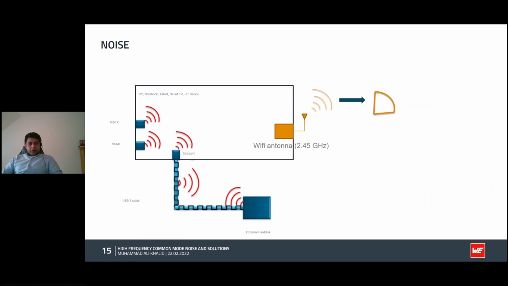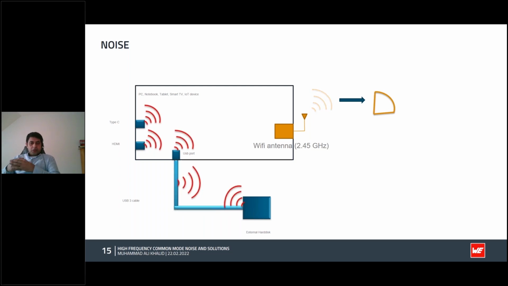Here is another graphic or diagram which basically elaborates this. The 2.4 gigahertz ISM band is perhaps the most extensively used band for unlicensed wireless devices. And what we see here is that the switching speed for USB 3 is 5 gigabit per second. We're talking about Generation 1.